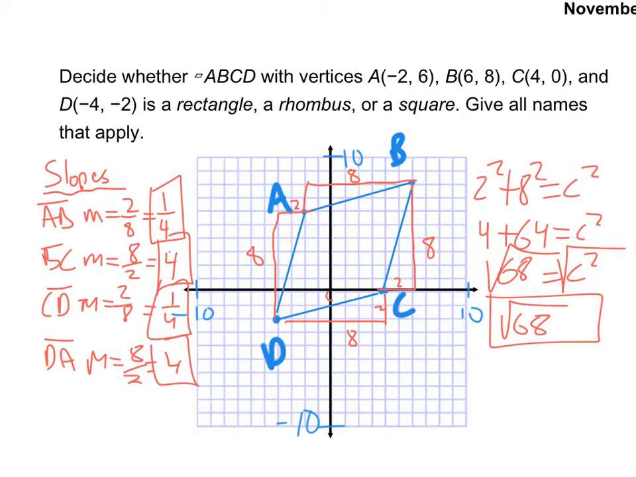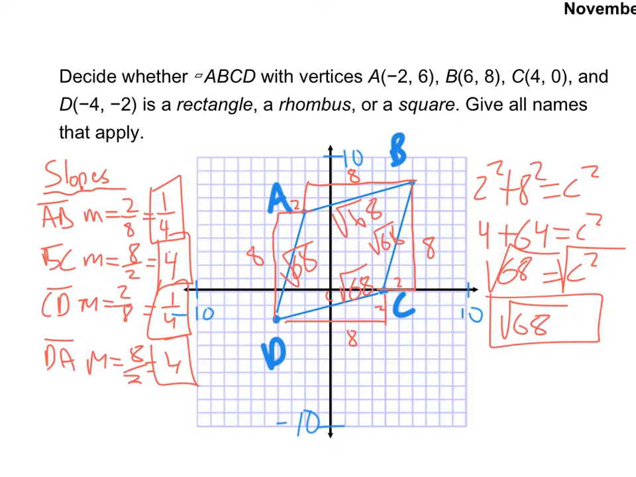Now, notice all of these make right triangles. 8 and 2, 8 and 2, 8 and 2. They're all going to be the Pythagorean Theorem like this. So we don't need to write it 4 times. I think we can convince ourselves that they're all the same. Square root of 68. So lengths are all the square root of 68. And so it is a rhombus.